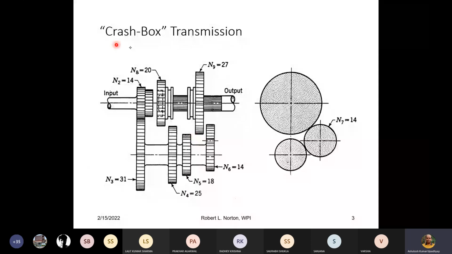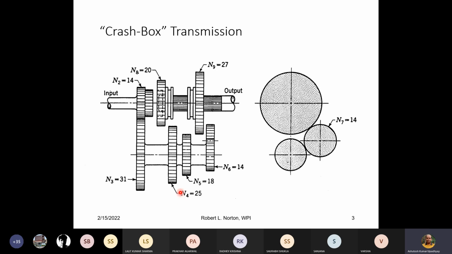That is why we used to call this one a crash box. There will always be impact. As much as you change the gears, there will always be some impact among the gear teeth. Now, this one is the first gear. Okay, first and reverse. Now you come to T4 equal to 25.